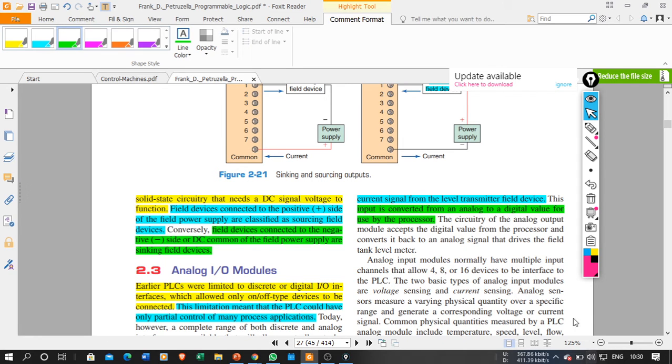The circuitry of the analog output module. Now this signal is processed by your processor and the process is going on. Okay, and whatever program you have written, as per the program the processor will accept the signal, execute the program, and then give you the output. So the circuitry of the analog output module accepts the digital value from the processor.